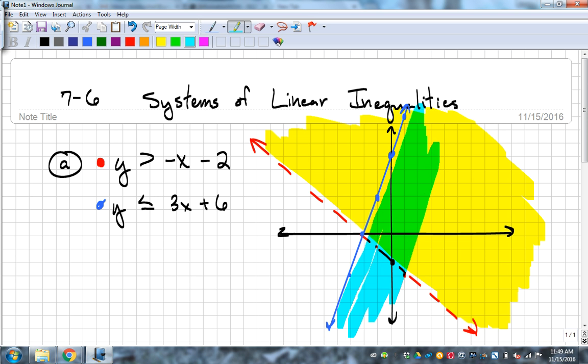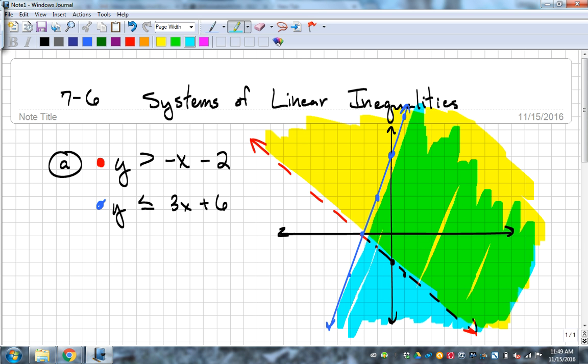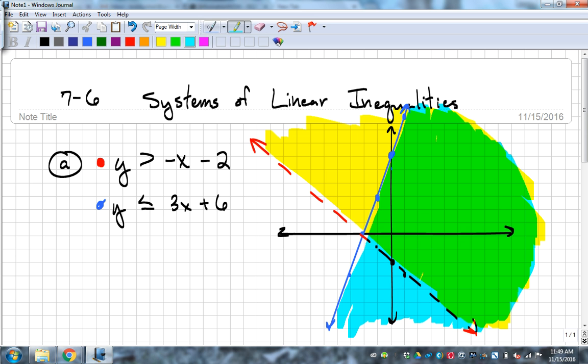These are little highlighter tools in this program so it turns the overlap a different color. What you're looking for is the darkest area of the graph, or the overlap. That is the solution area. That area right here where they overlap is the solution area. So it should be the darkest part of your graph.